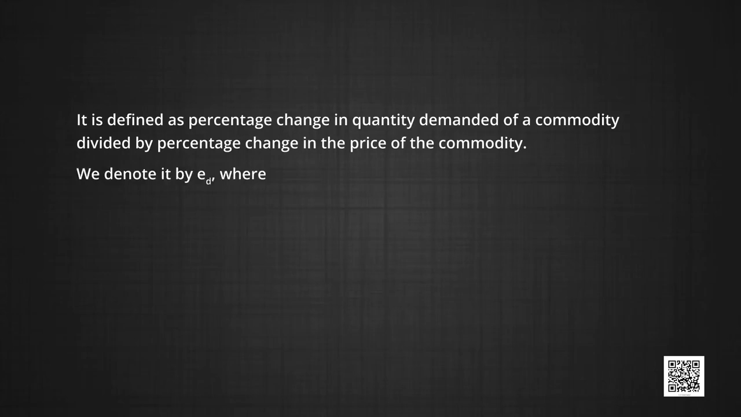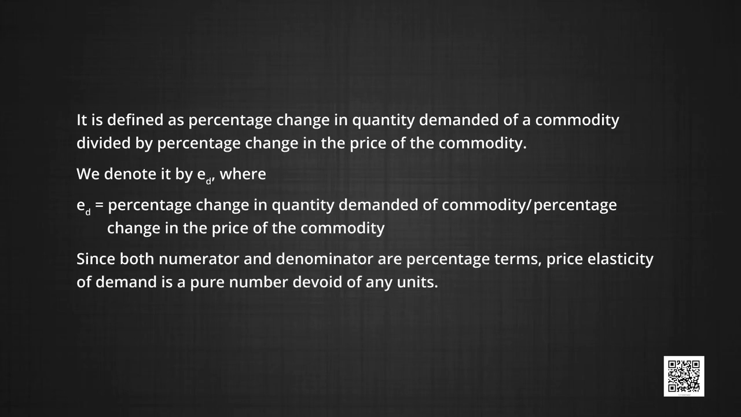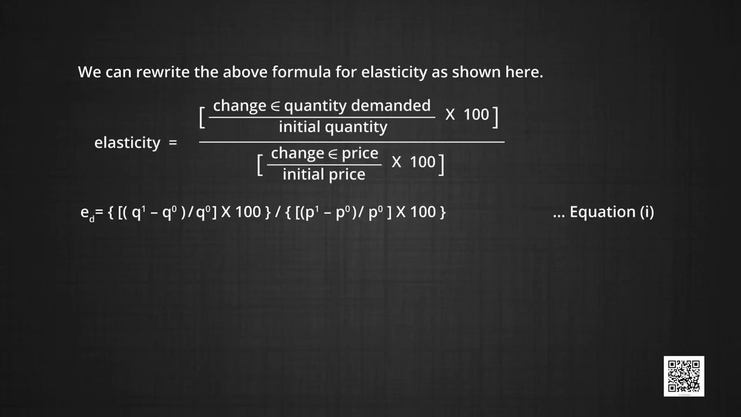We denote this by E subscript D, where E subscript D equals percentage change of the quantity demanded of the commodity divided by a percentage change in the price of the commodity. Since both numerator and denominator are in percentage terms, the price elasticity of demand is a pure number devoid of any units. We can rewrite the above formula for elasticity as shown here in equation 1.